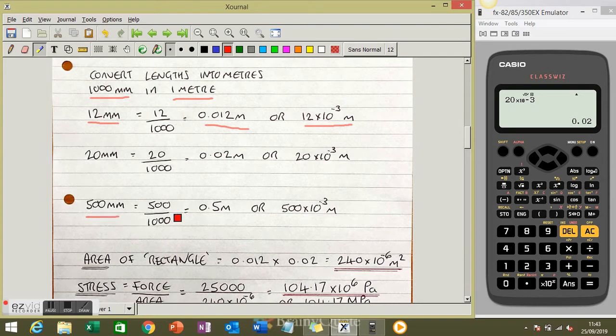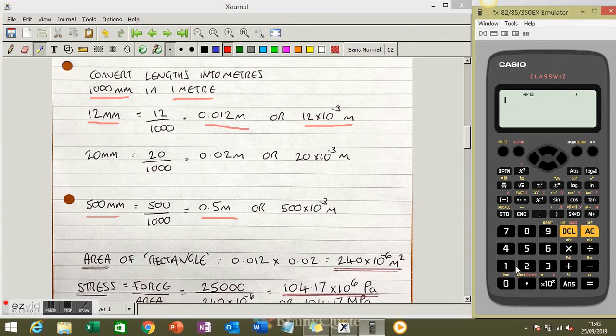500 mil, we need that in meters as well. So 500 millimeters is half a meter, or 500 times 10 to the minus 3, which equals 0.5. So make sure you convert.